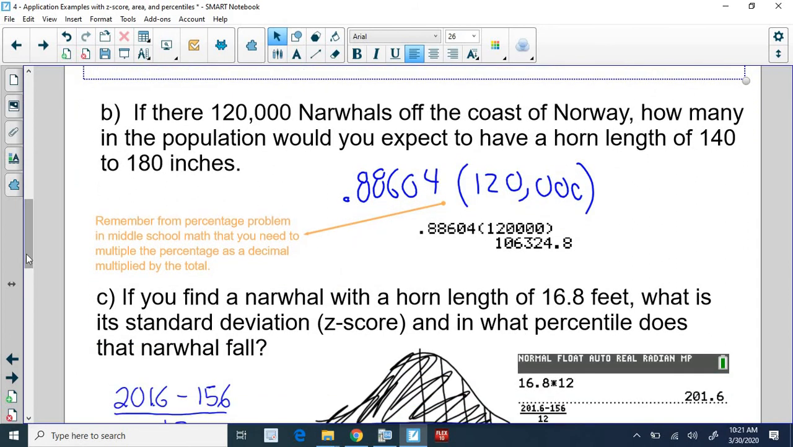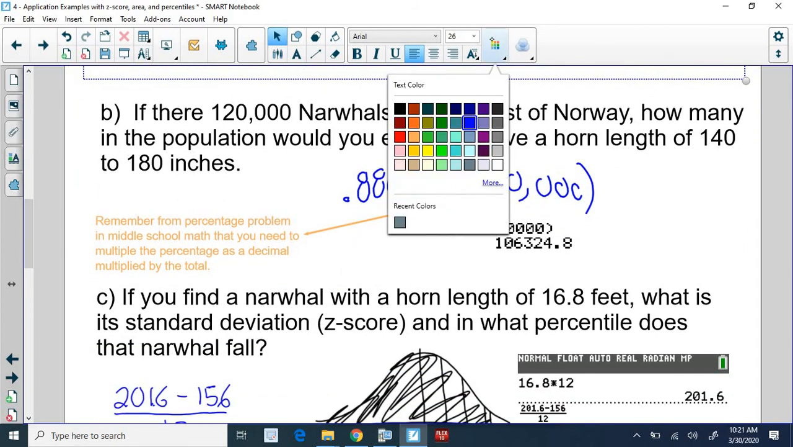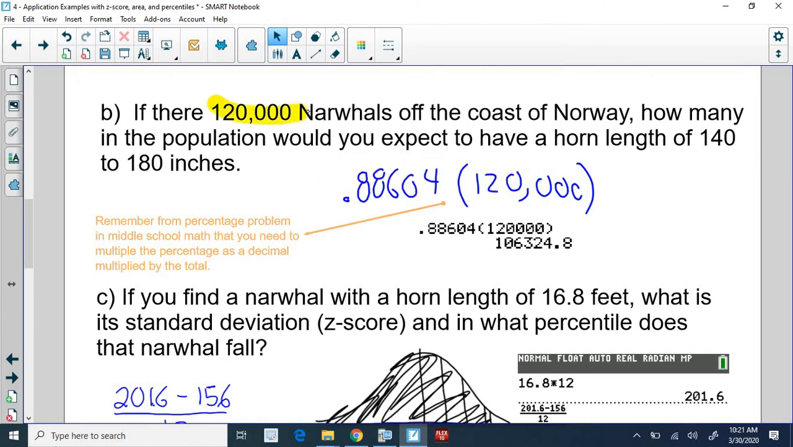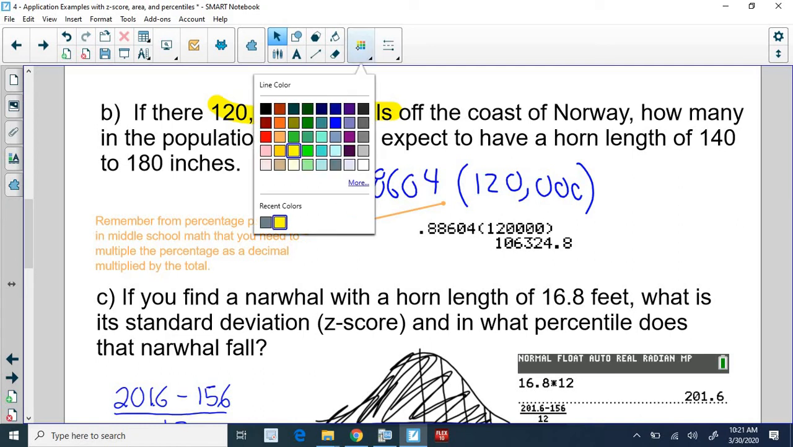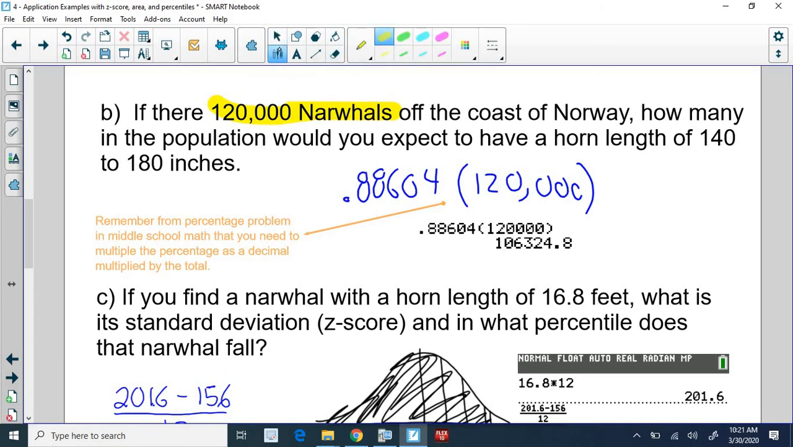So the next one is if there's 120,000 narwhals off the coast of Norway, so 120,000 narwhals, this is going to ask me to actually find a quantity. So notice I just gave you the same two values. Looking at this problem, I took the values previously that were 140 and 180, and we already know that percentage from the problem above, that decimal I mean, and to turn this into an actual quantity, I take those narwhals and multiply it, and that'll tell me the number of narwhals. So 106,324 would be expected to have horn lengths of this length.